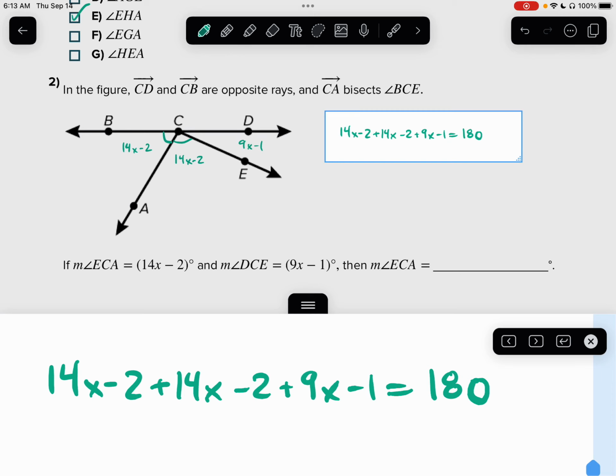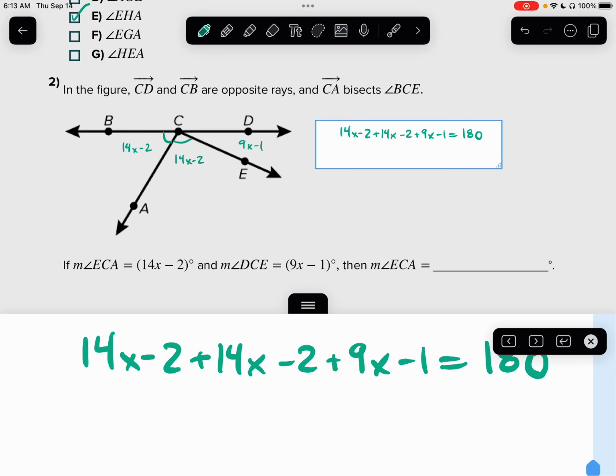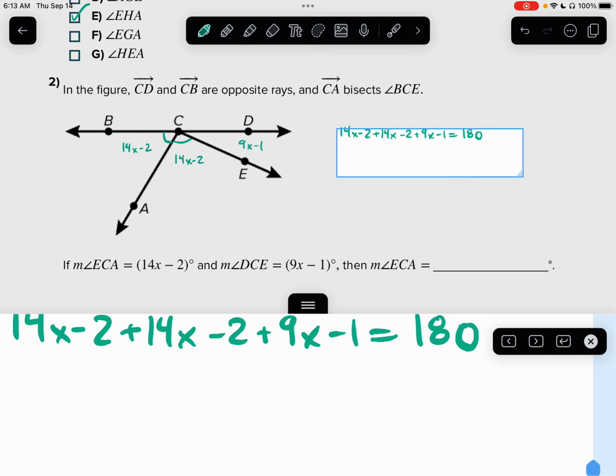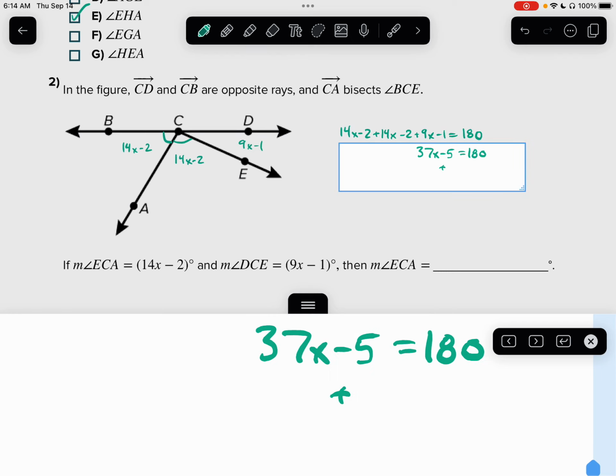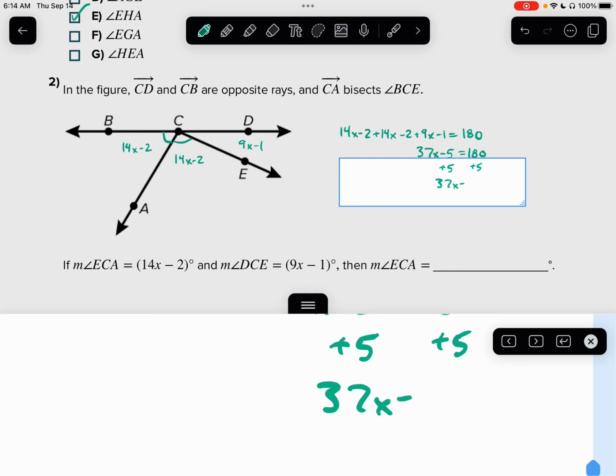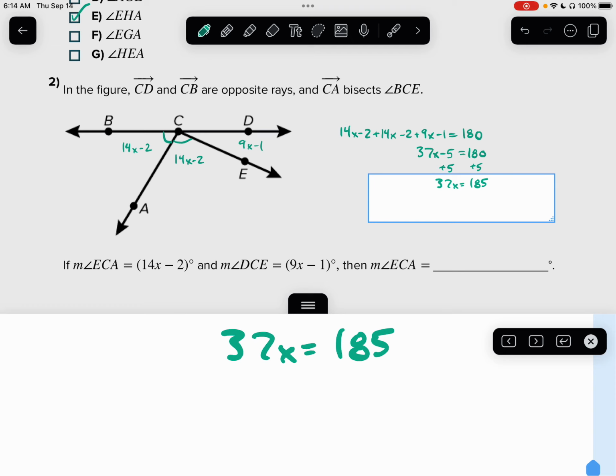Now we can combine like terms. 14 plus 14 is 28, plus 9 is 37, so that's 37x. Then negative 2 minus 2 is negative 4, minus 1 is negative 5, so 37x minus 5 is 180. Add 5: 37x equals 185. Type that in my calculator, 185 divided by 37. Oh, I typed that in wrong. Okay, 185 divided by 37 is just 5. X equals 5.